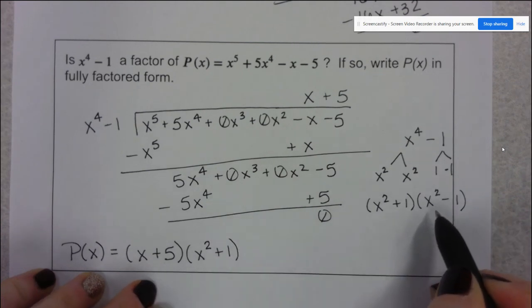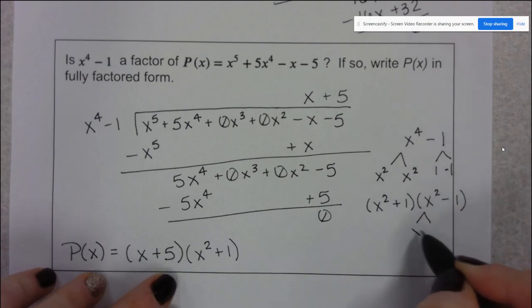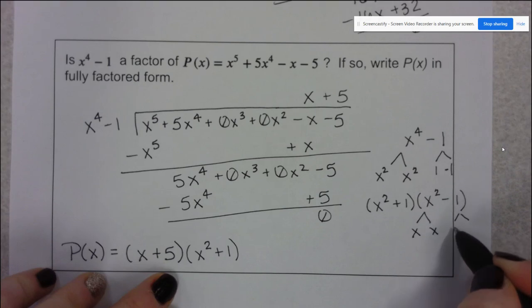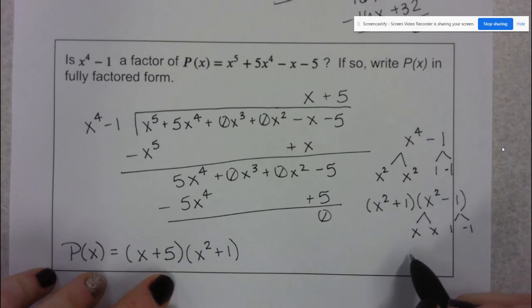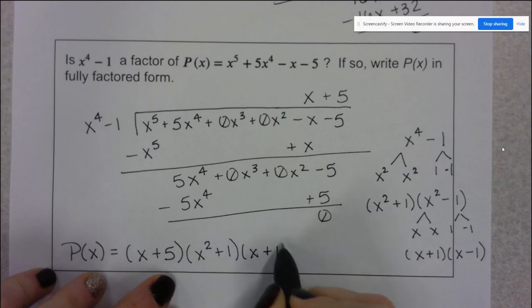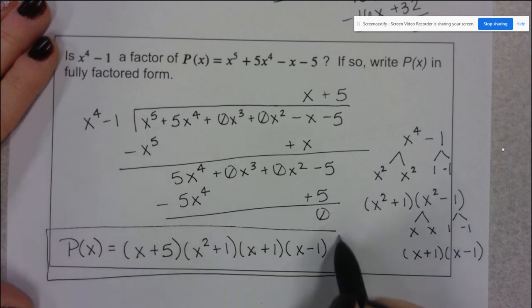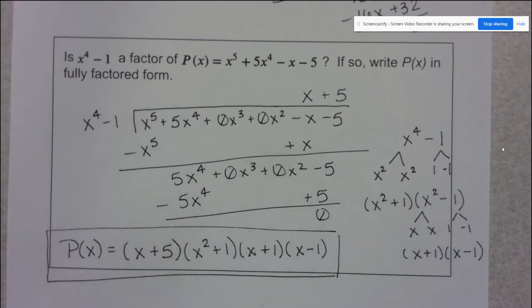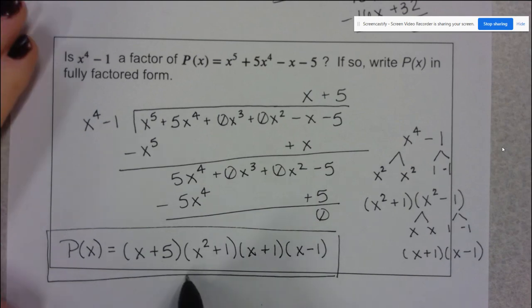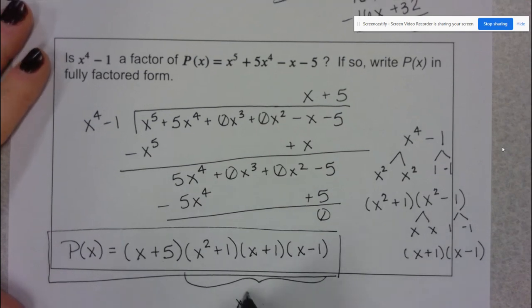But x squared minus 1 kind of looks a little bit like this, which tells me I can factor that one further. So this would be x plus 1 and x minus 1. So this technically is the fully factored form of my polynomial p of x. And all of this stuff here at the end, if you multiplied it all back out, would be my x to the 4th minus 1.